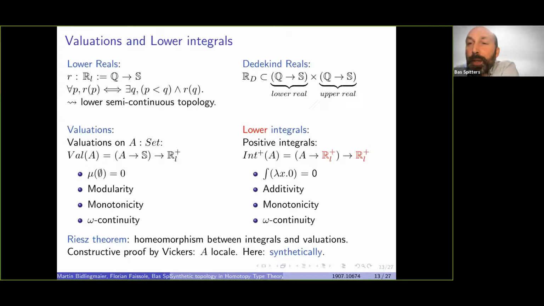There was a generalization of this by Steve Vickers, who showed that if instead of taking compact Hausdorff spaces, one takes any topological space, or in fact any locale, one needs to replace the integrals by lower integrals. But then still one gets the correspondence between valuations and lower integrals. And what we developed here is to do the whole story again, but synthetically. So in synthetic topology, just from basic axioms about this Sierpinski object.